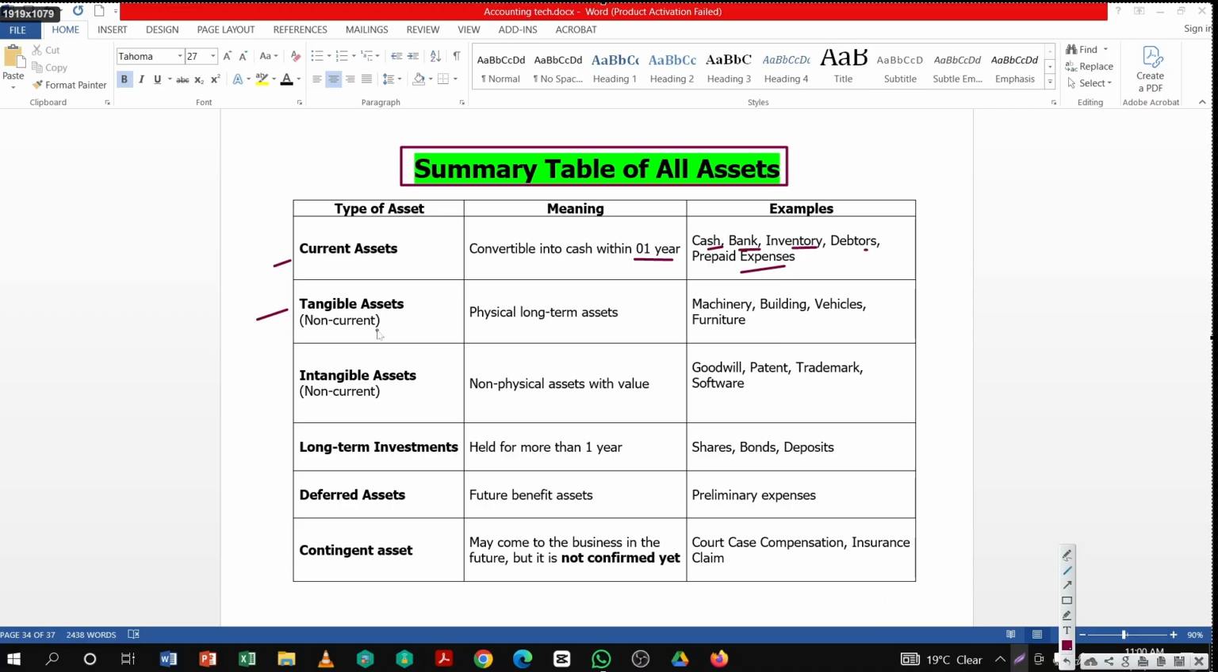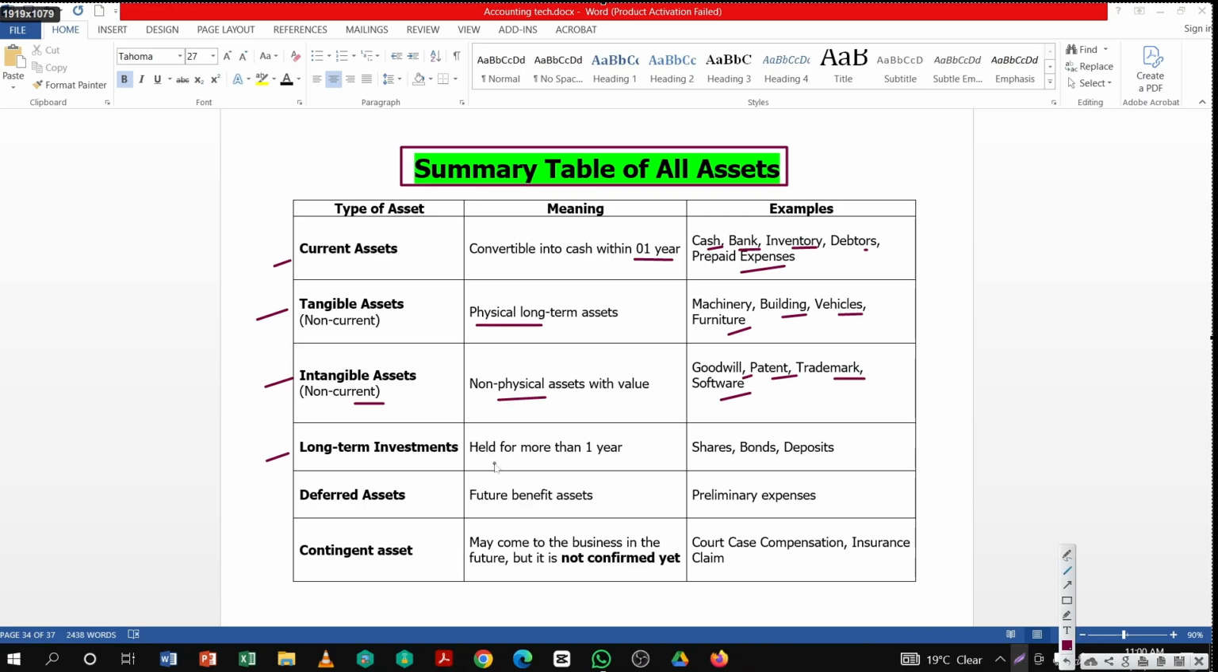Tangible asset, that means non-current asset. It is physical and long-term assets. Machinery, building, vehicle, furniture are tangible asset examples. Intangible asset, that is non-current asset. Non-physical assets with value, goodwill, patent, trademark, software are examples of intangible asset.